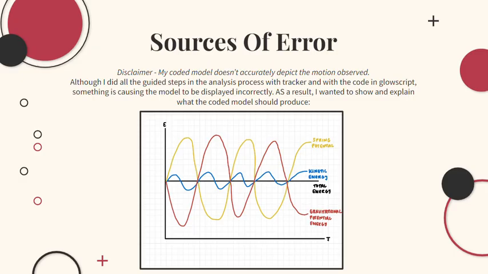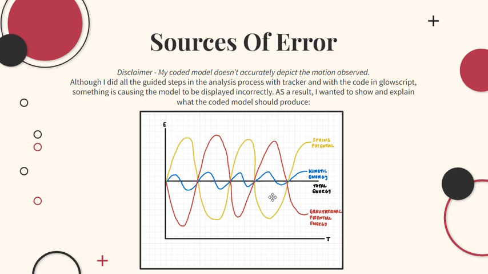Discussion. Although I did the guided steps in the analysis process with Tracker and with code in GlowScript, something is causing the model to be not displayed correctly. As a result, I wanted to show and explain what the coded model should produce. Here we have the spring potential. The red is the gravitational potential energy, the blue is the kinetic energy, and the black is the total energy. So as you see, if you add all of these up, including their signs, it should equal the total energy.